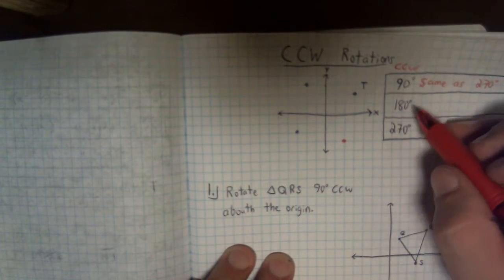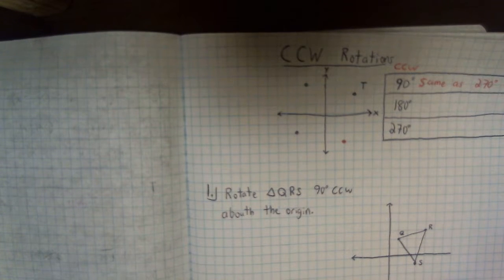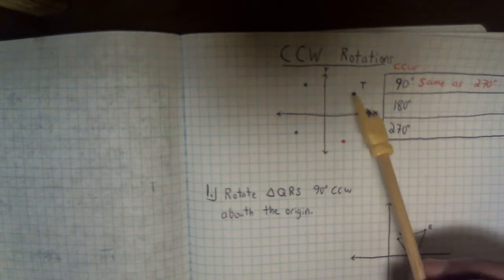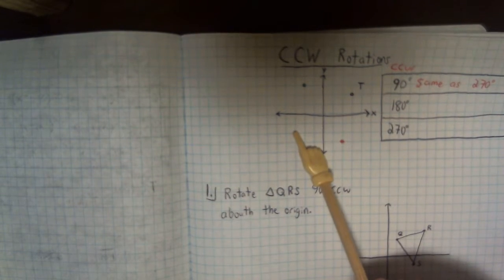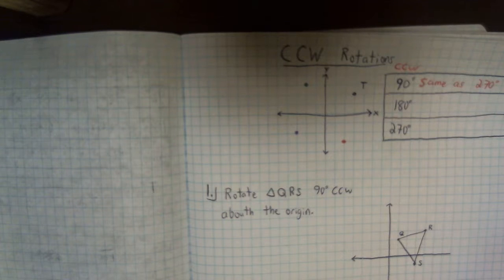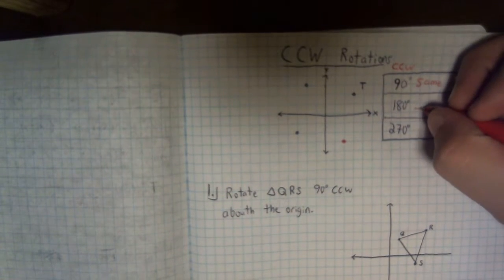180 degrees, it doesn't matter if we go clockwise or counterclockwise, we're always going to end up at that same point. So 180 degrees counterclockwise is the same as 180 degrees.